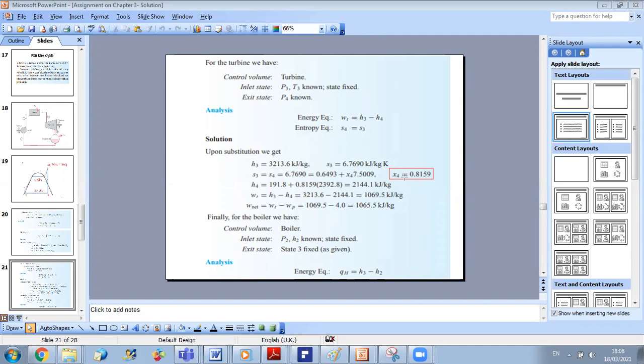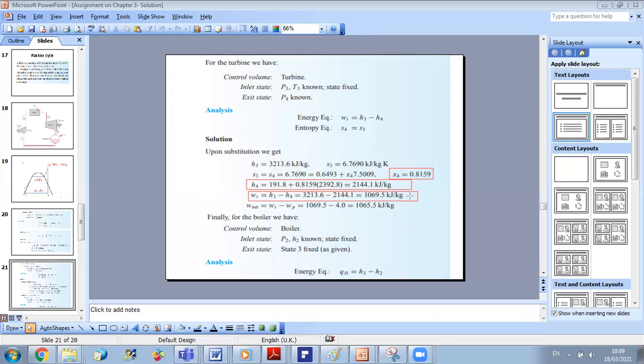Once you get the quality, you can replace the quality into the formula of enthalpy to get the value of H4. Then, knowing H4, we can calculate the turbine output by doing H3 minus H4. Here all your calculation will be per mass flow rate. The unit is kilojoule per kilogram. Since they didn't give us m dot, I don't need it because I can calculate the work per unit flow rate.